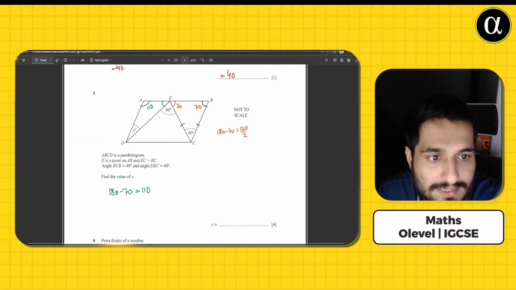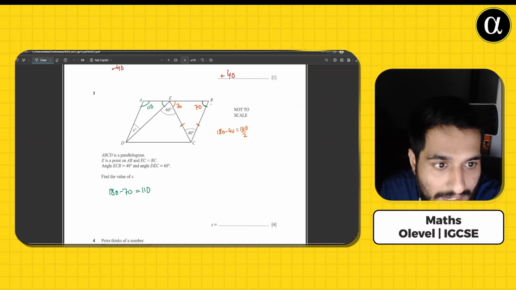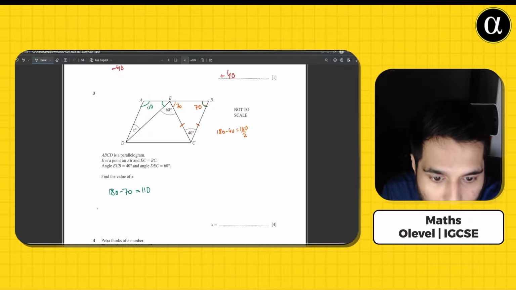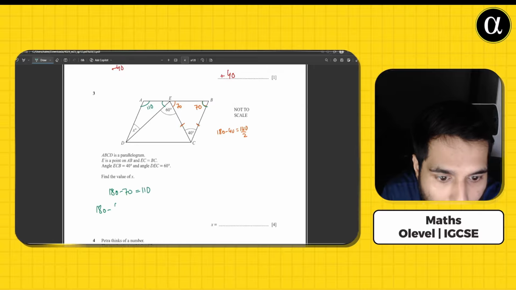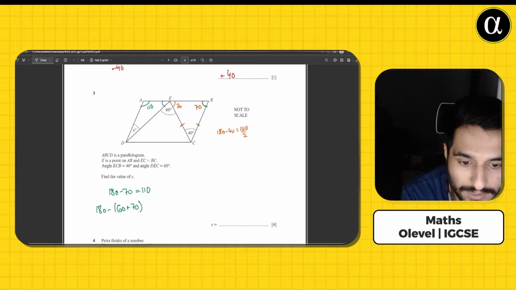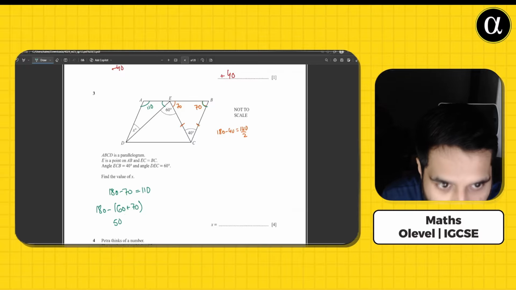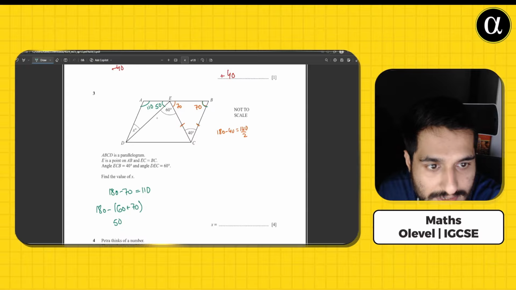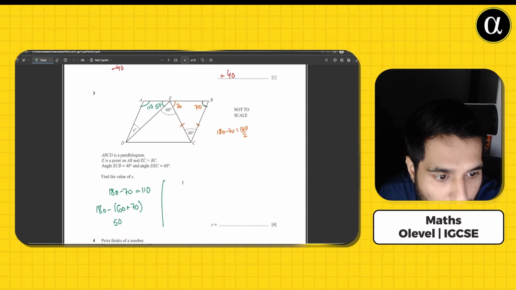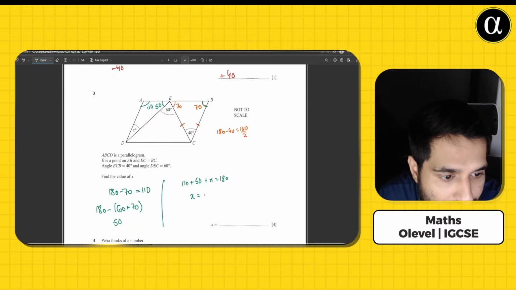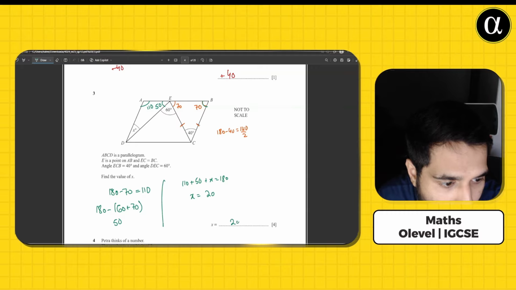We can also find this angle. How can we find this angle? We can calculate it considering AB to be a straight line of the parallelogram. So we can say 180 minus 60 plus 70. So 60 plus 70 is 130. 180 minus 130 is 50 degrees. So this one is going to be 50 degrees. Now if you want to find x, 110 plus 50 plus x is supposed to be 180, and the value for x is going to be 20 from here, right?